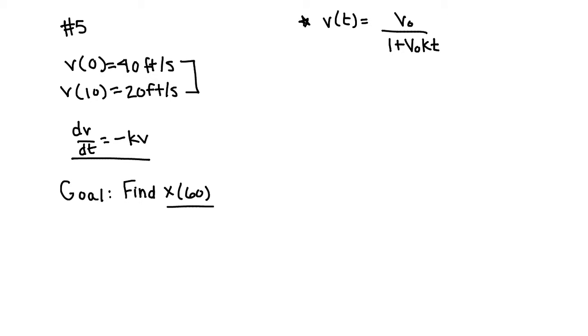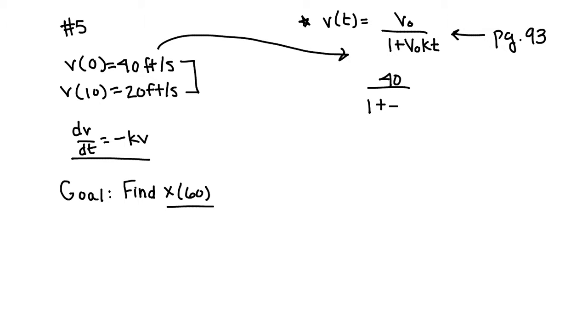Looking up into the top right here, I have an equation written. This I found on page 93 in your textbook, and it's going to be helpful in solving our problem here. So I just brought over our initial velocity to begin writing out our equation: 40 over 1 plus 40 times k to the t. So that is our velocity as a function of time.